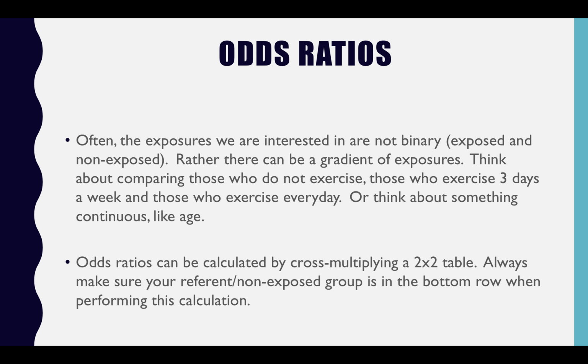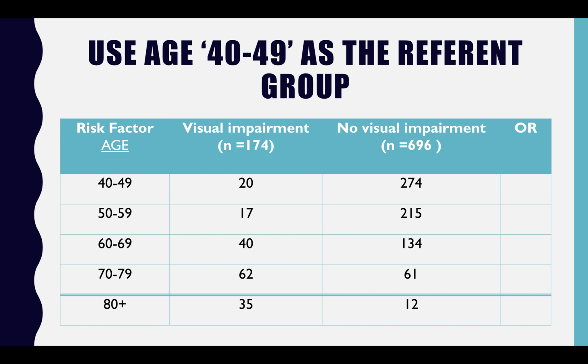So let me just give you an example here of this table. This is looking at the risk of age on visual impairment. I have here that we're going to use the 40 to 49-year-olds as our referent group that is going to be considered our non-exposed. And what I'm looking for is the odds ratio for each of these different exposure groups compared to the 40 to 49-year-old age group.